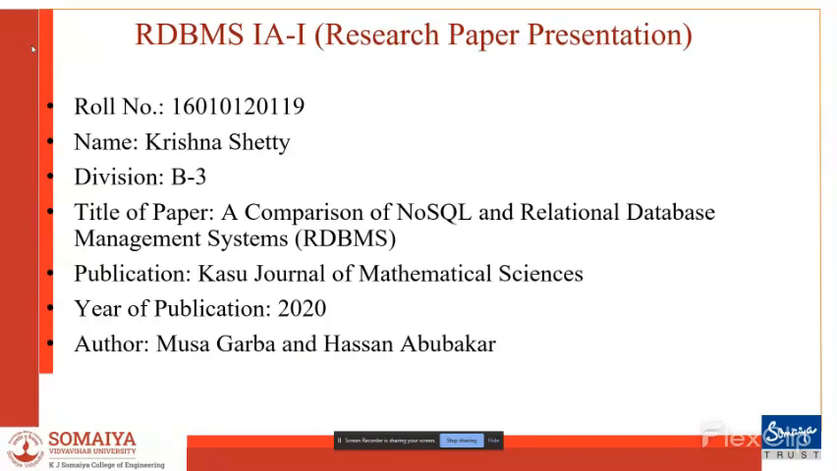The title of my paper is A Comparison of NoSQL and Relational Database Management Systems, that is RDBMS. The paper was published in Kasu Journal of Mathematical Sciences in the year 2020. The authors of the paper are Musa Garba and Hassan Abu Bakr.